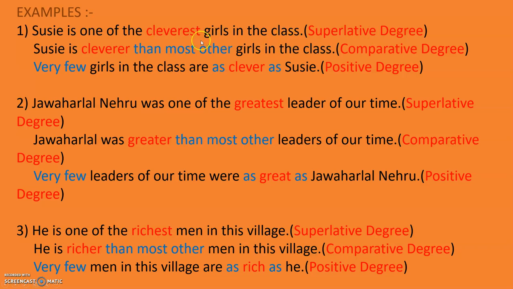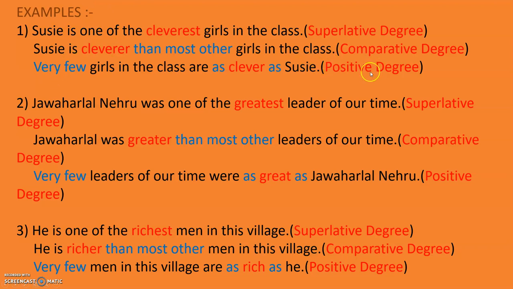So first, what am I going to do now? First, I'm going to see which degree it is. It is EST, means it is superlative degree. Alright, now I have to change it into comparative and positive. So when I put it into comparative, I will say Susie is cleverer, because ER, no? Comparative. Than, this word than always comes for comparative. Than most other girls. We say most other, why? Because she is not the only one. There are others also. So most other girls in the class, comparative degree. Because why we say that? Because she is one of the.